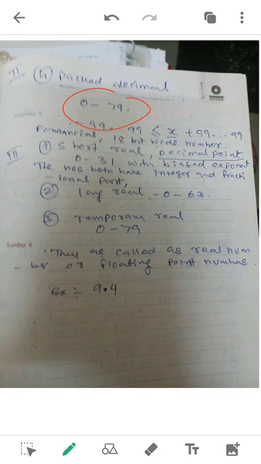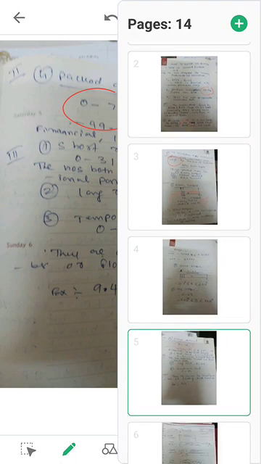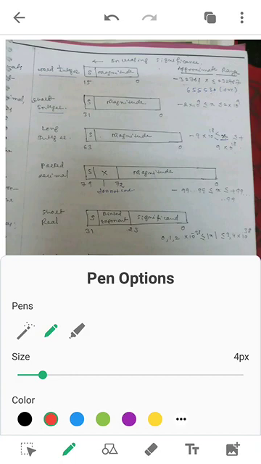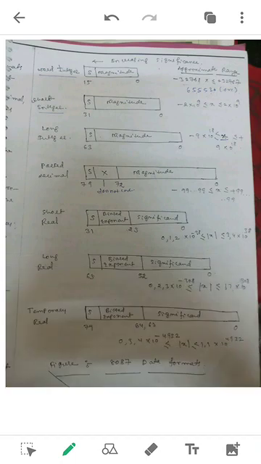So real numbers, there are three types: short real, long real, temporary real. Refer to the figure here. This shows all the data types. Here you can see the 1, 2, 3. These are the integer types: word, short, long. Then there is the packed decimal.